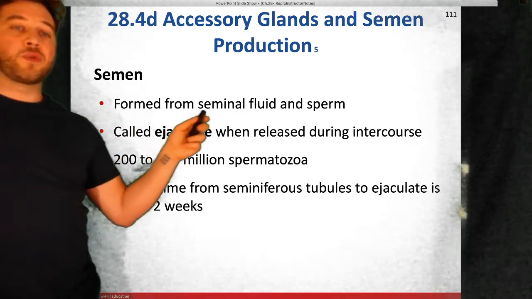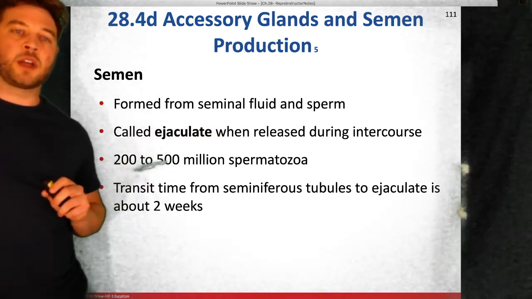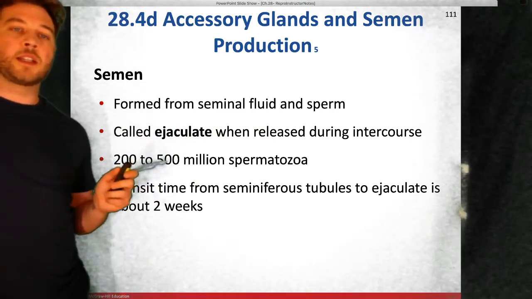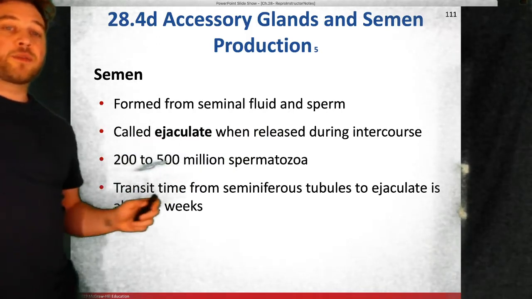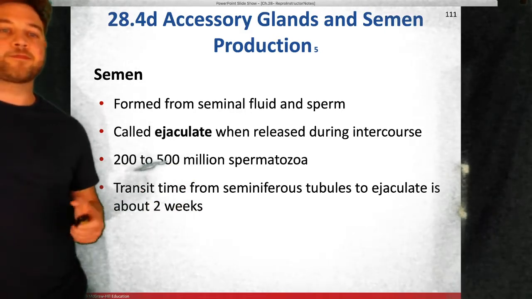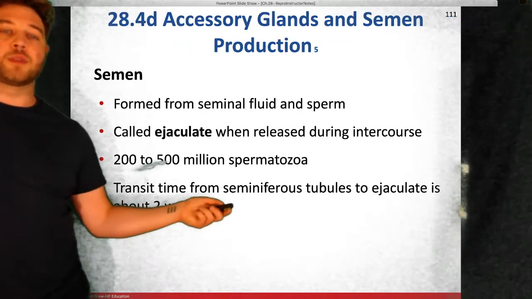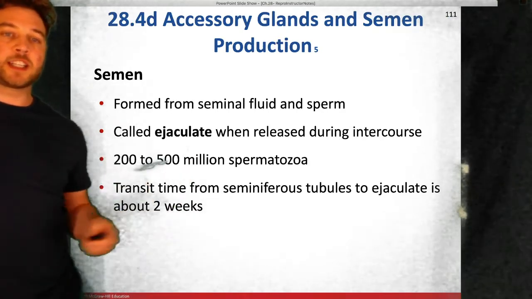Semen, again, is formed from seminal fluid and sperm. It is called ejaculate once it is released during intercourse. That contains 200 to 500 million spermatozoa. The transit time from the seminiferous tubules to ejaculate is about 2 weeks. So again, from formation to actually being able to be released, it takes about 2 weeks.